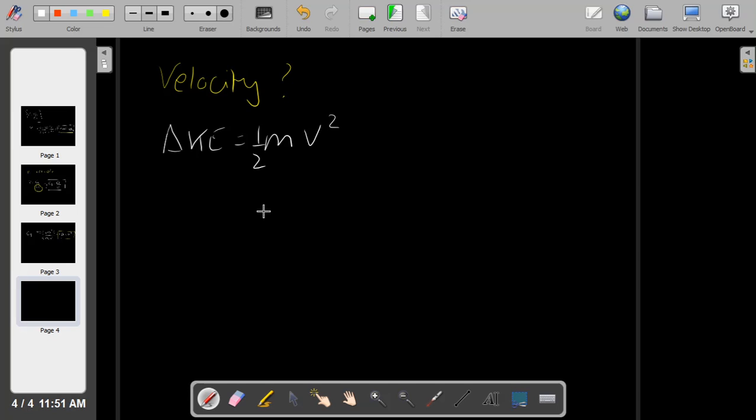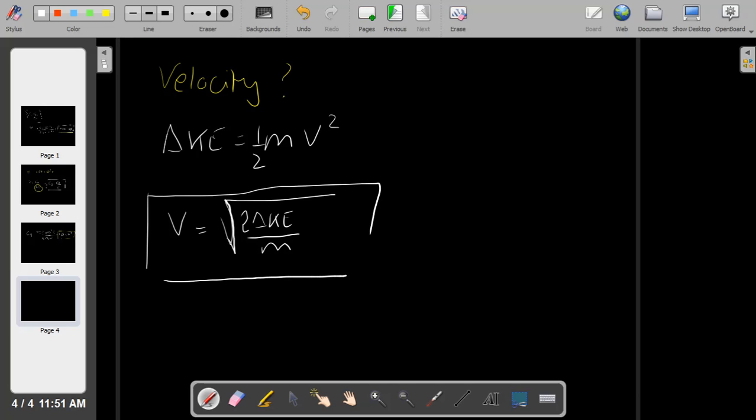So we need to modify this formula to find the velocity. You did that before. Velocity is the square root of our change in kinetic energy multiplied by 2 divided by the mass. So this is the formula that would allow us to find our velocity.